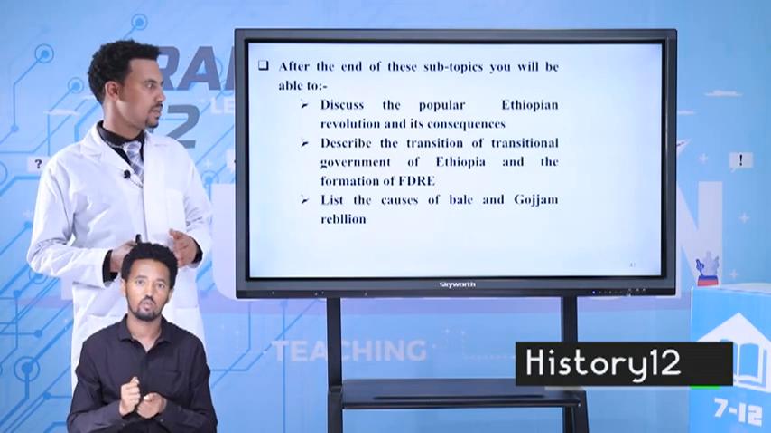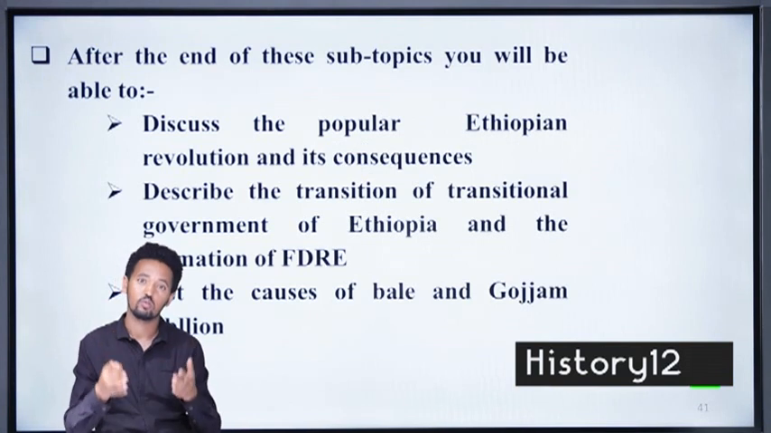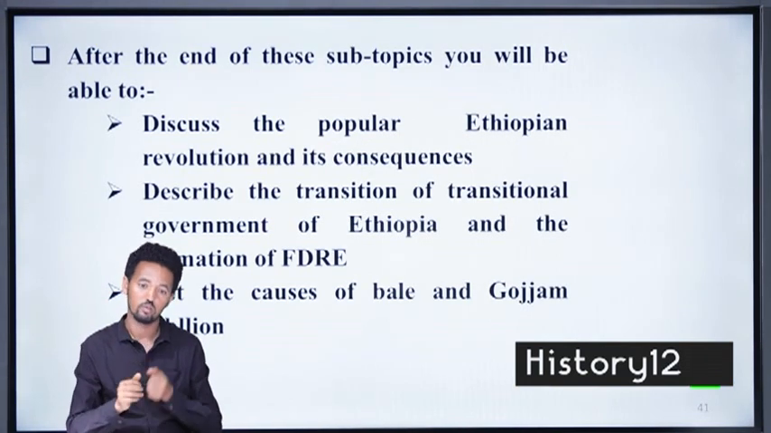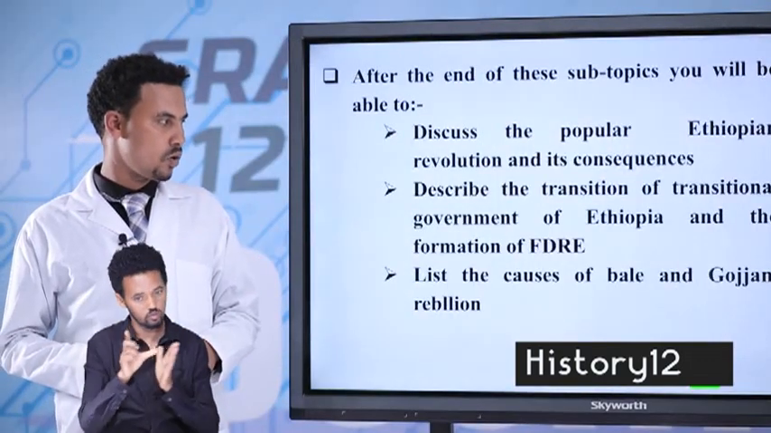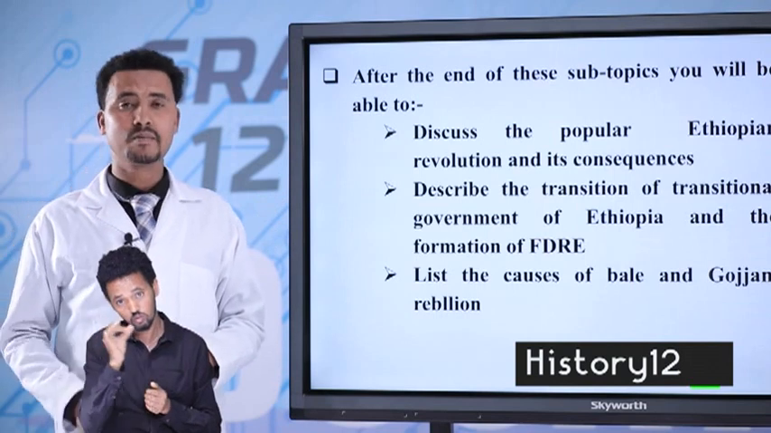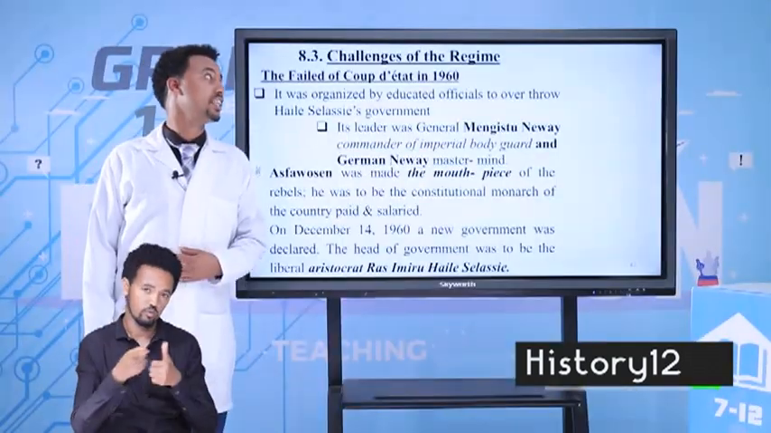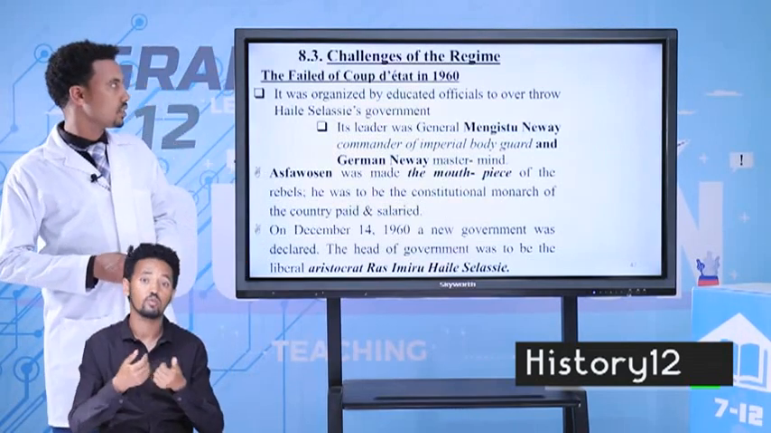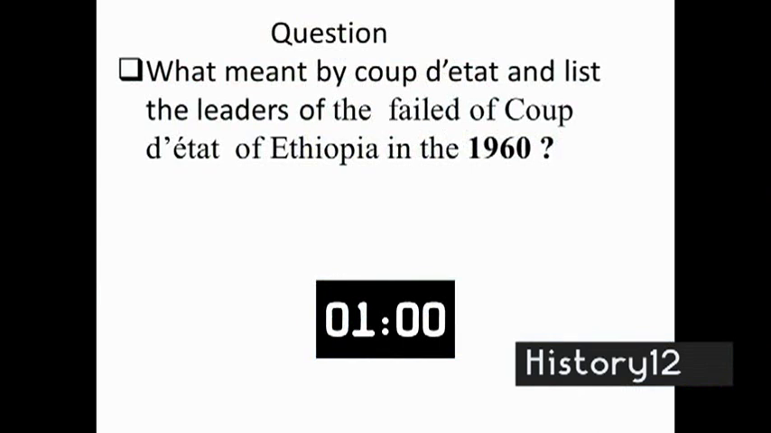Second, describe the transitional government of Ethiopia and the formation of the Federal Democratic Republic of Ethiopia. List the causes of the Bale and Gojam rebellion. First topic, the challenge of the regime, the failed coup in 1960.